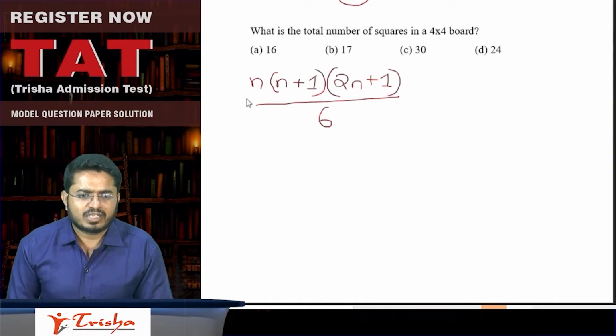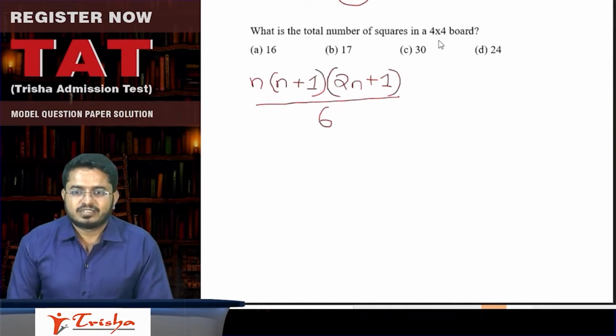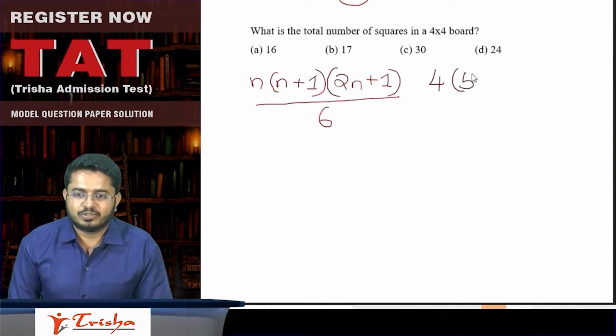So what number will you take for n here? The question itself gives away the solution for you. n is 4. So 4, n plus 1, 4 plus 1, 5, 2n plus 1, 2 into 4, 8 plus 1, 9, divided by 6.